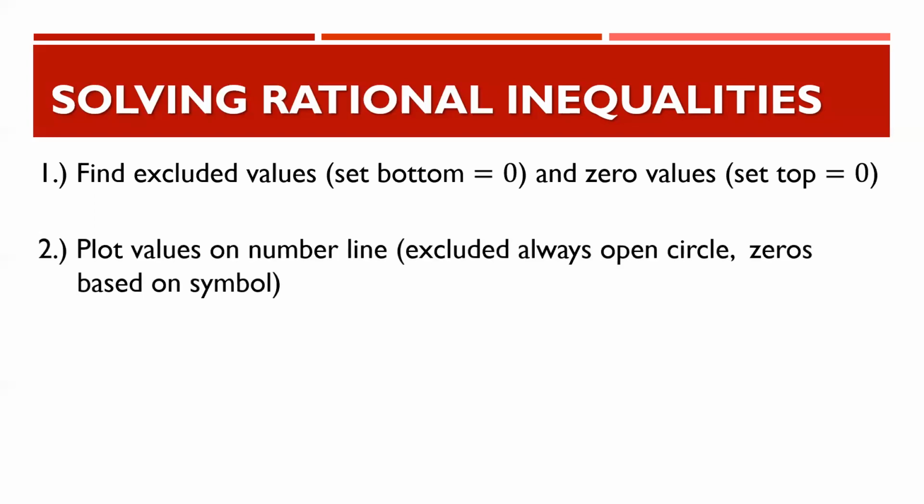Our next step, the values that we got from step 1, we're going to plot all of those on a number line in chronological order. The excluded values are always going to have an open circle on the number line because we want to exclude that value. The zero values, though, that's going to be based on the symbol. So if we had an or equal to type of inequality, it'll be closed. If we didn't have the or equal to portion, it's going to be an open circle.